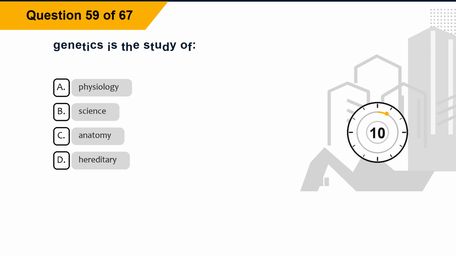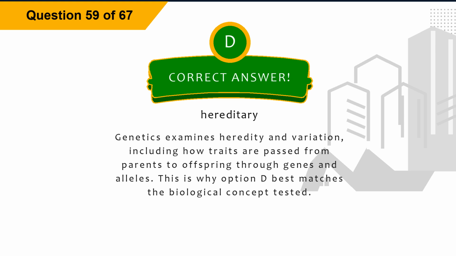Question 59. Genetics is the study of. Option A, physiology. Option B, science. Option C, anatomy. Option D, heredity. The correct answer is option D, heredity. Explanation: genetics examines heredity and variation, including how traits are passed from parents to offspring through genes and alleles. This is why option D best matches the biological concept tested.